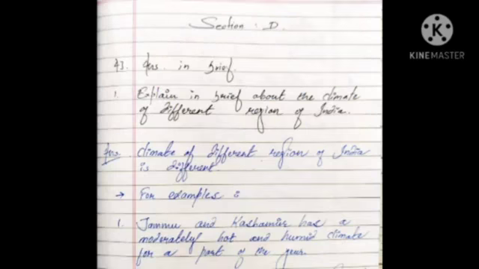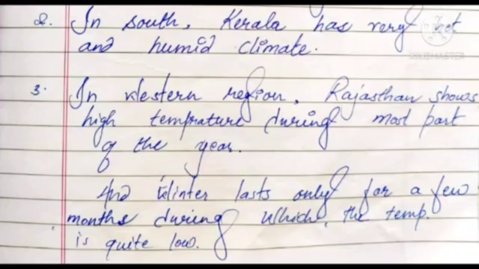Now, chapter number 7, explain in brief about climate of different regions of India. And the answer is, climate of different regions of India is different. For example, Jammu and Kashmir has a moderately hot and humid climate for a part of the year. In South, Kerala has very hot and humid climate.